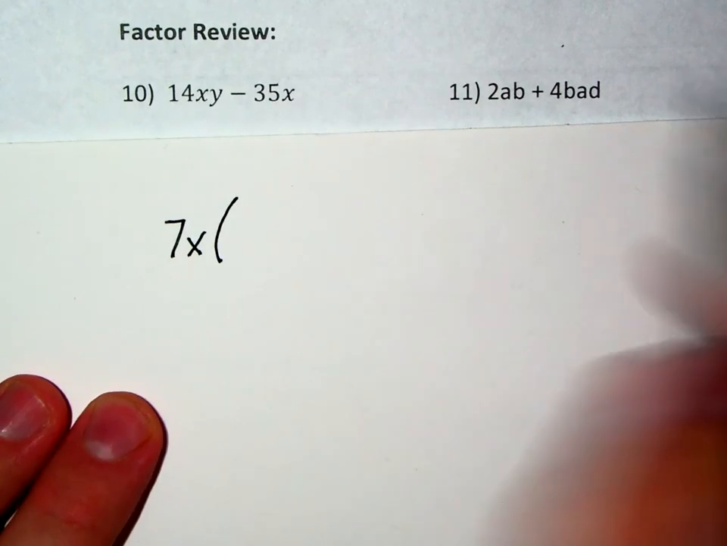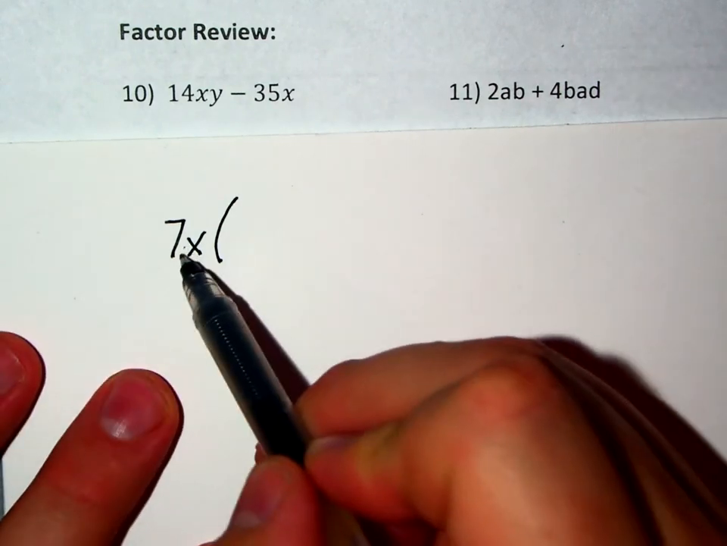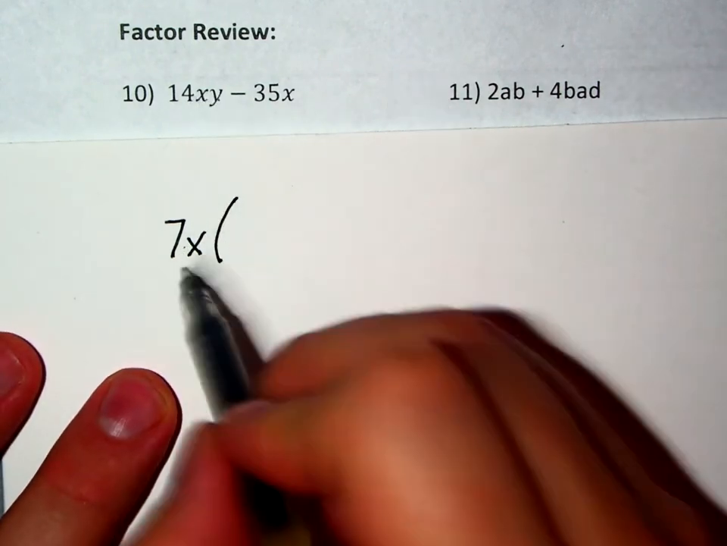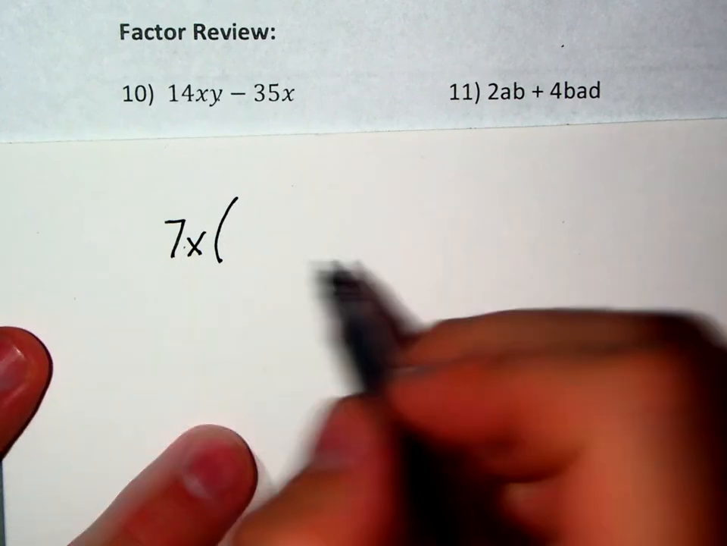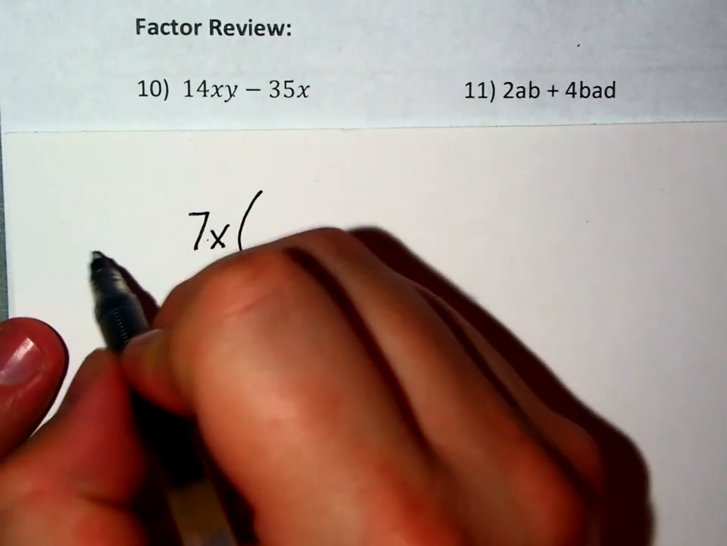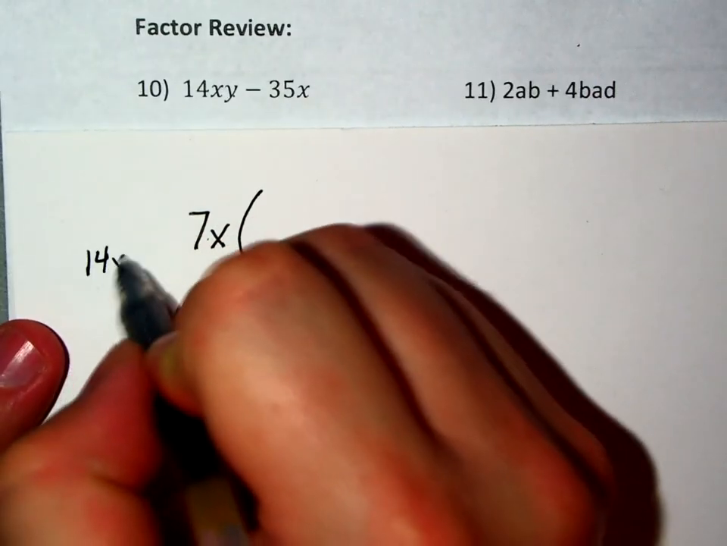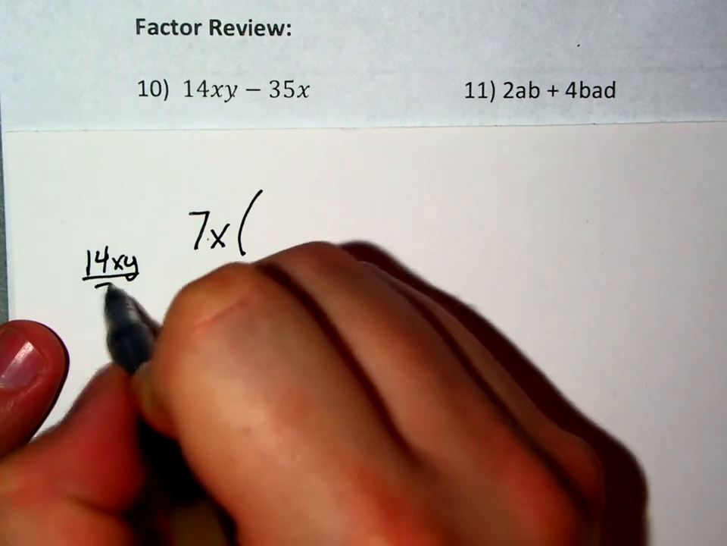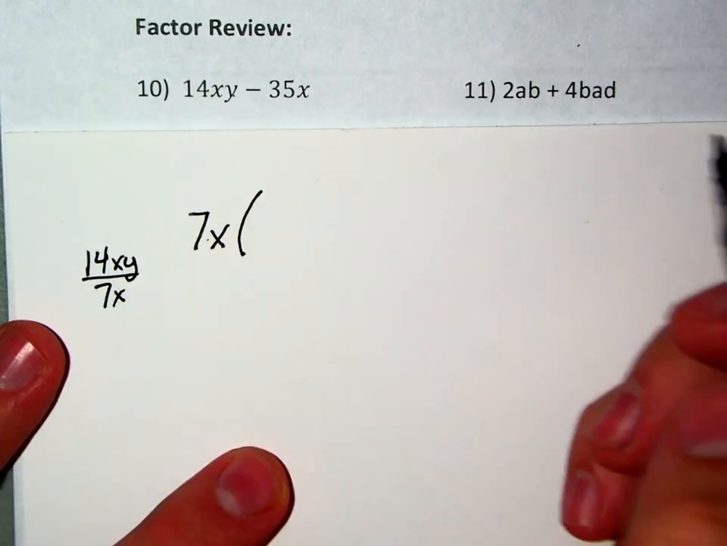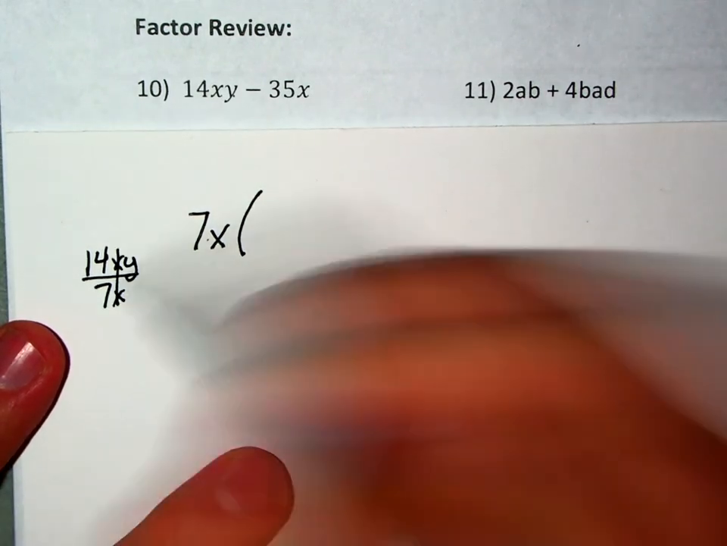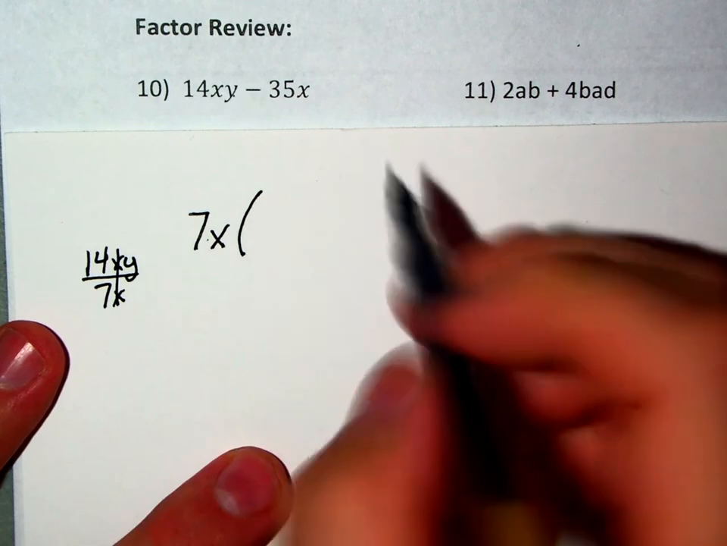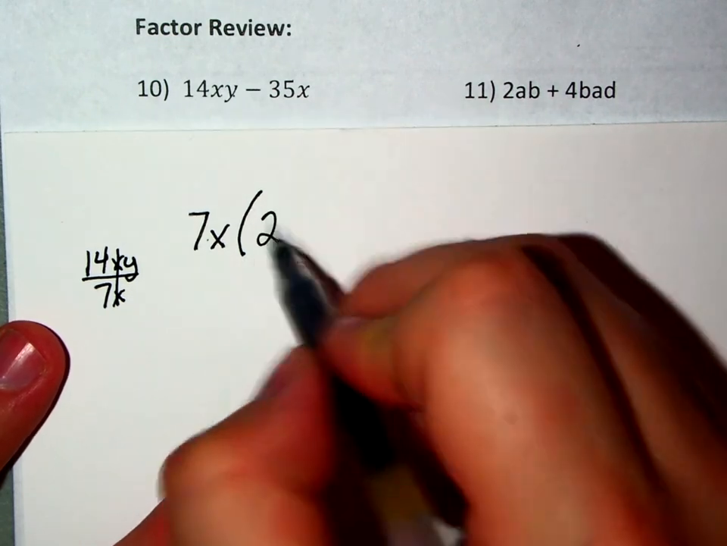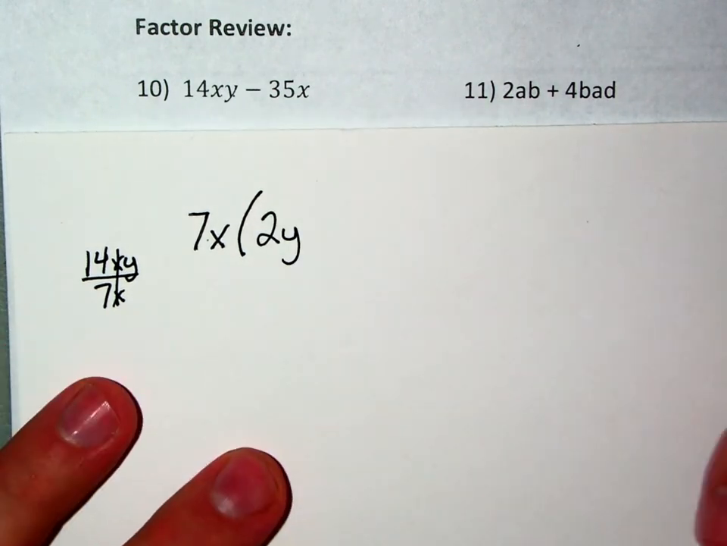Open my parentheses and ask myself, 14xy divided by 7x is what? Well, if I need to, I can put it off to the side here, 14xy over 7x. My x's will cancel out. 14 goes into 7 2 times, and that leaves a y remaining.